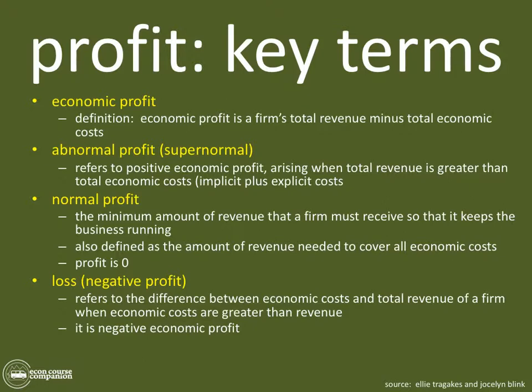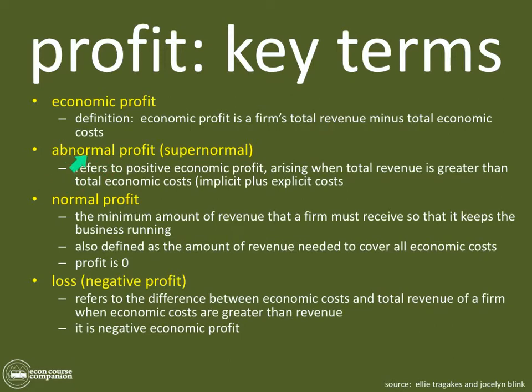Economic profit, abnormal profit or supernormal profit, normal profit, or loss, which is also known as negative profit. All right, what's economic profit? Economic profit is a firm's total revenue minus its total costs. So we're going to take a look at first the cost, then the revenue, subtract them, and what do you get? Whatever's left, and that'd be economic profit.